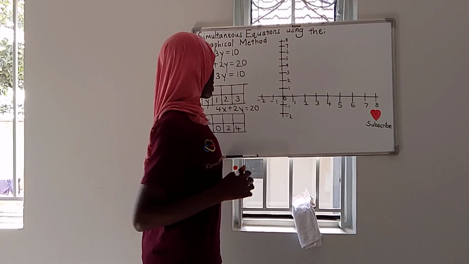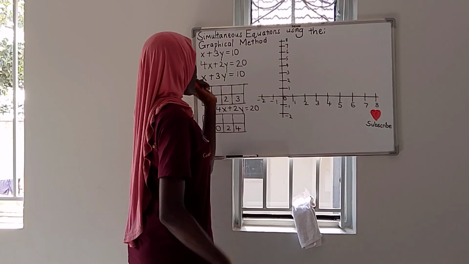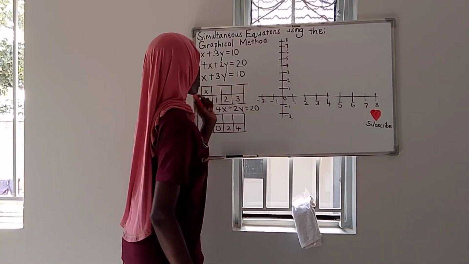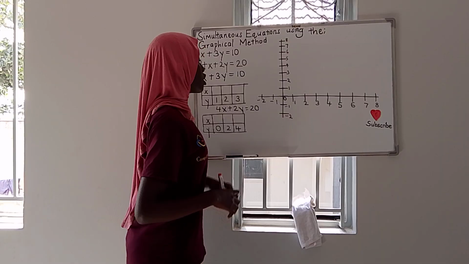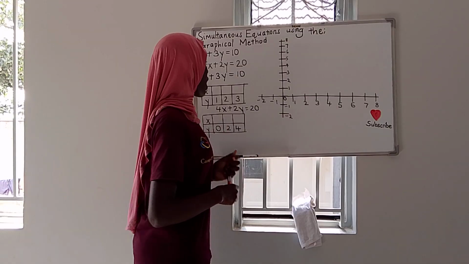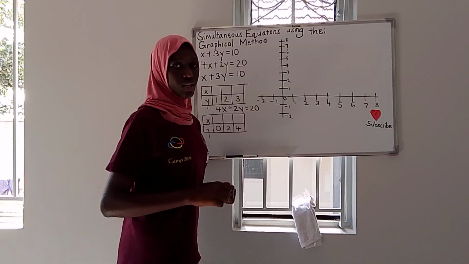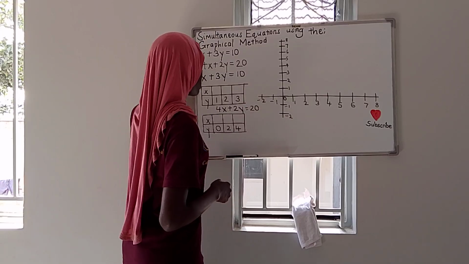is using the graphical method. And here is our example today. x + 3y = 10 and 4x + 2y = 20. To use the graphical method, we need to have a table of coordinates for each of the simultaneous equations given.